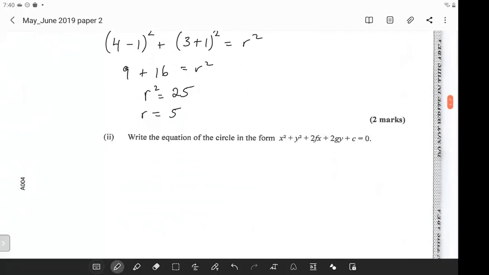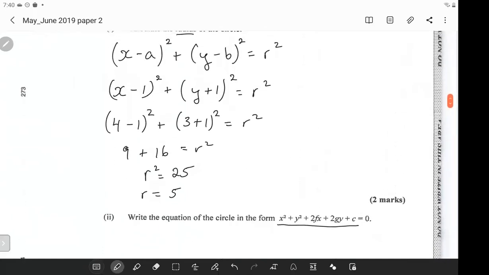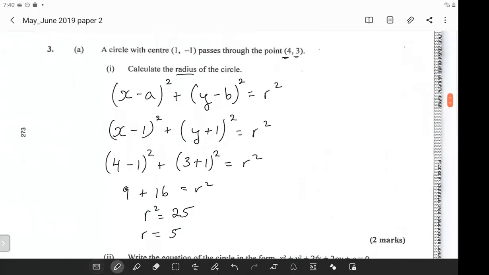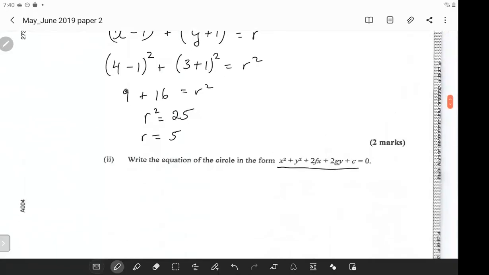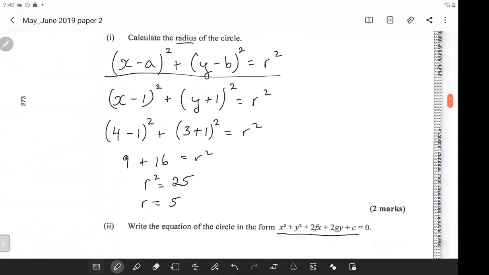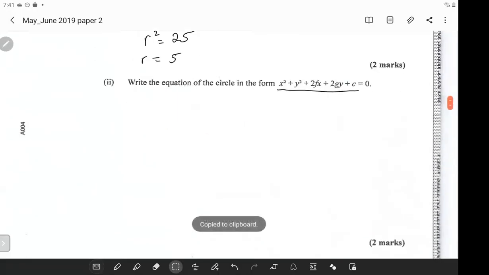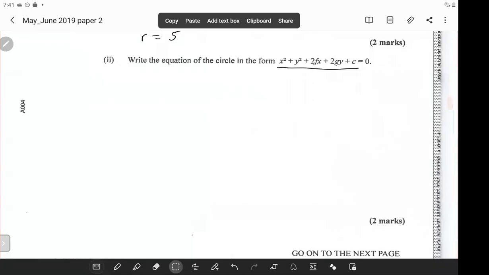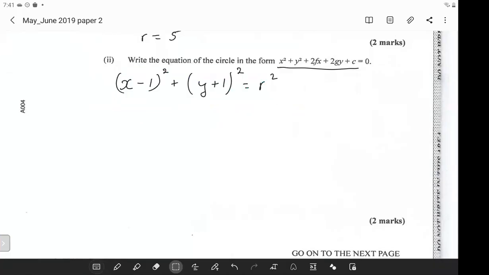Now they want us to write the equation of the circle in this form. Well, rather than trying to guess coefficients and all of that, what we could do is use this formula and expand it and simplify it. We could use this formula, but we could substitute for r since we know what it is now. So let me copy this. And now I could substitute that r is 5. So we could multiply these things out.